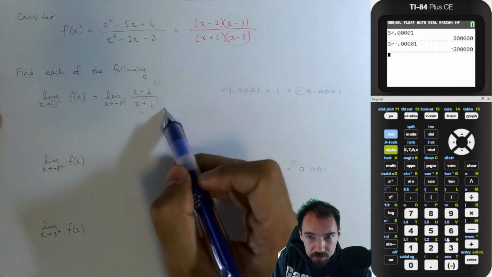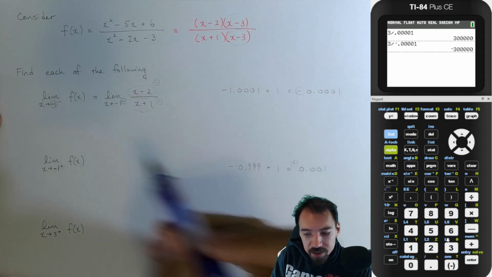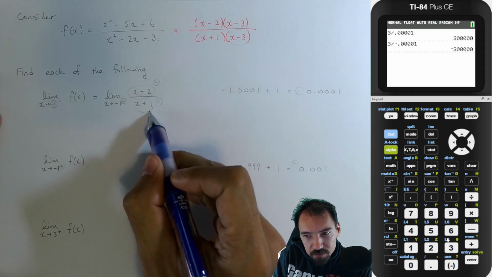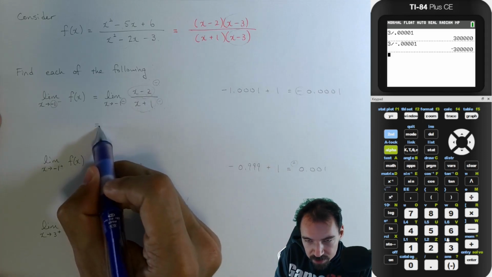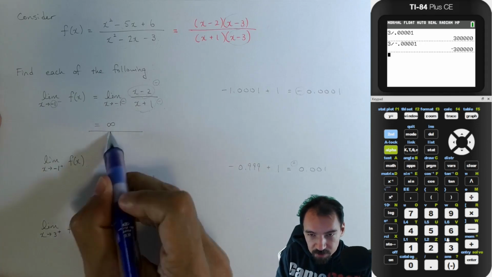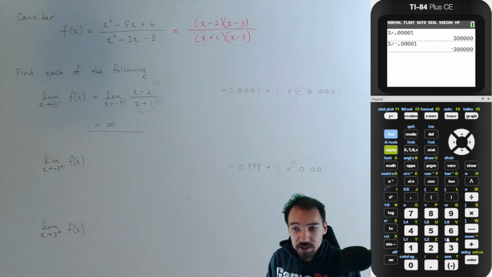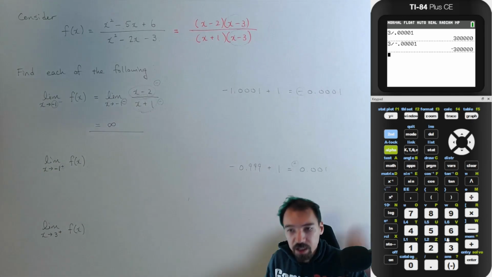The top is negative, the bottom is negative. My overall answer should be positive, but since I'm dividing by something close to 0, my answer should be a positive extreme number, which I will write as infinity. This is bigger than any positive number I can come up with, and that's what we write.